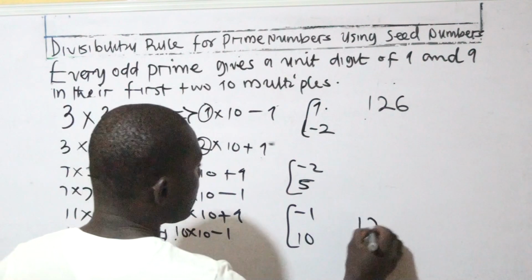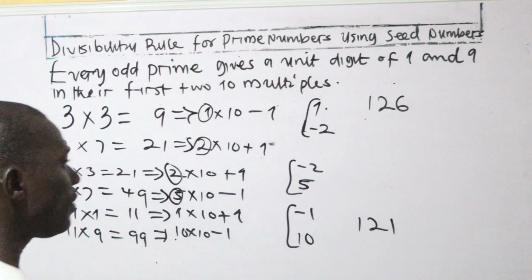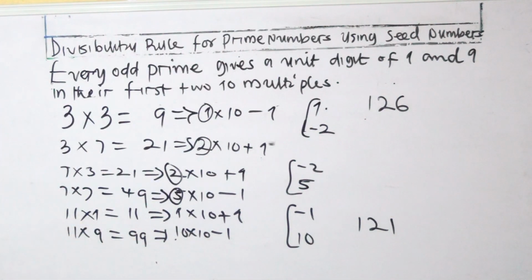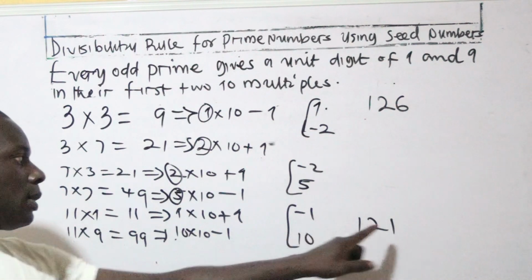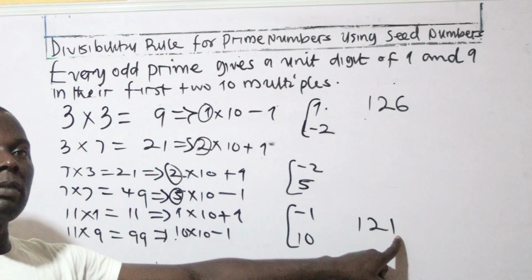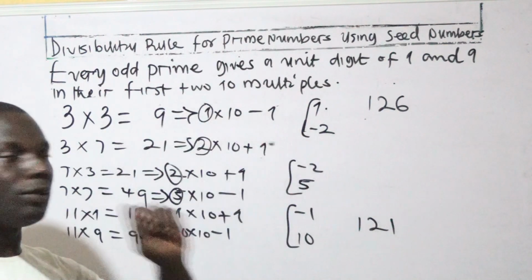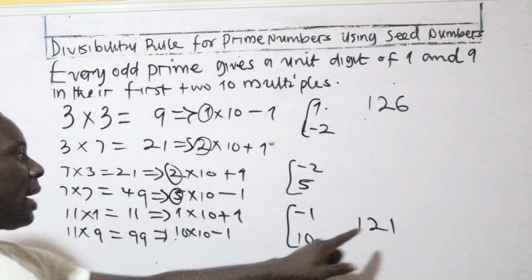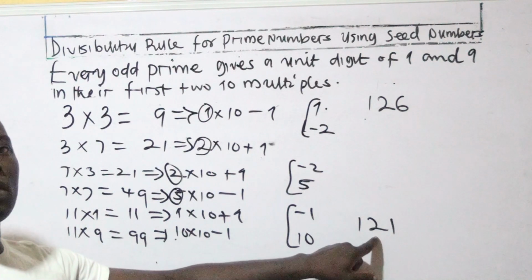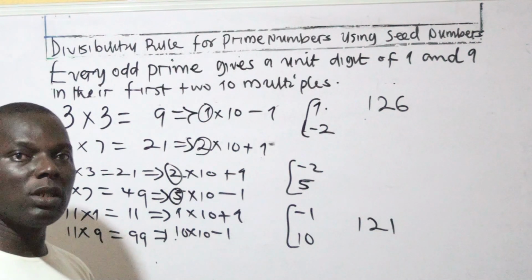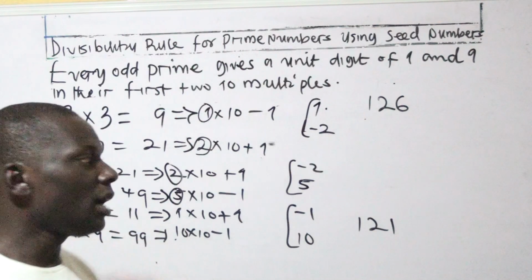So now let's test for it. I think we will have 121, which is divisible by 11. We want to test now. Here minus 1 times 1 is minus 1. Added to this we have 11. Here 10 times 1 is 10. Added to 12 we have 22. So this is how we generate the seed number.